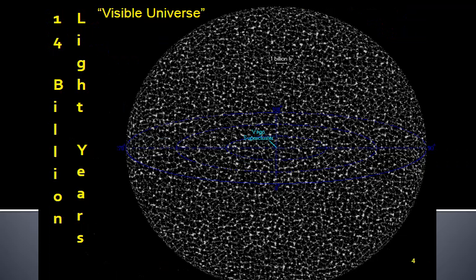And as we keep zooming out, we get to the visible universe, 14 billion light years. The universe has expanded from the beginning, and it's continuing to expand. So this is what we can see. The actual universe is much larger than we can see right now, and we'll be talking about that more as we continue.